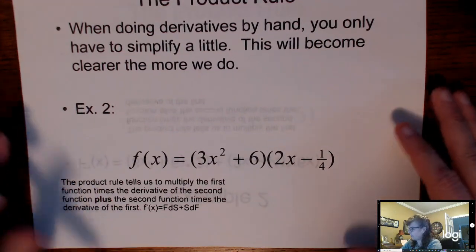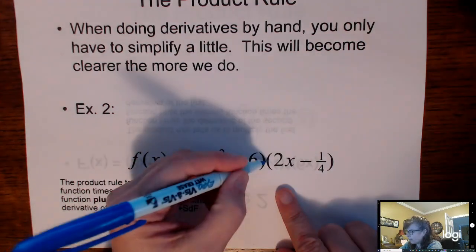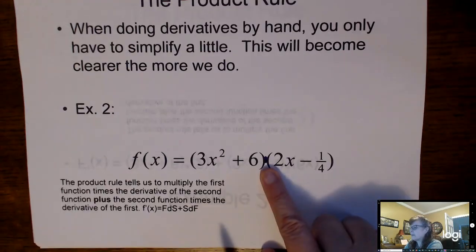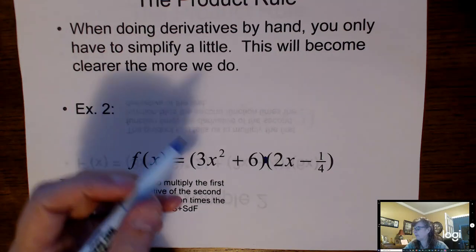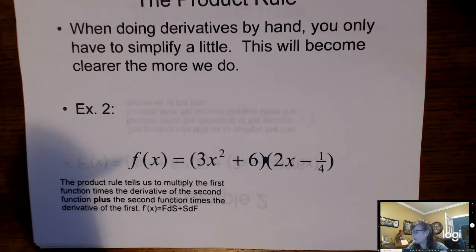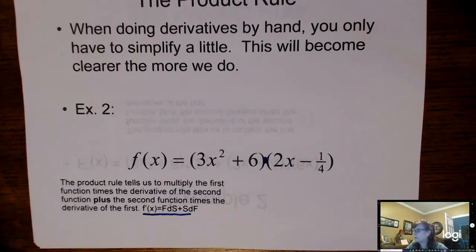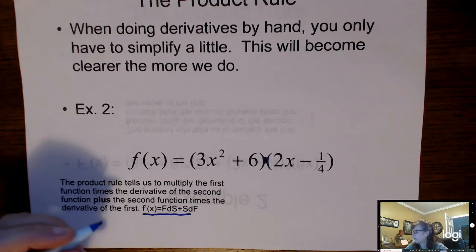All right, so here's our first real example. Okay, so we have a product. It's a times in there. And so to take this derivative, you could multiply it out, you could FOIL it out, but now that we have the product rule, it's a lot easier to use this product rule here, the first times the derivative of the second plus the second times the derivative of the first.